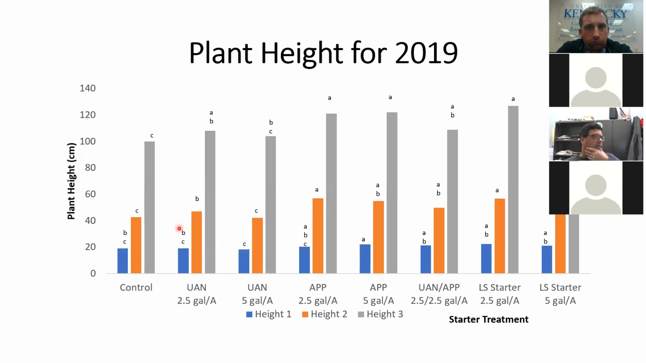Okay, it's a little bit different. And then we saw kind of the same thing at the second, and we saw kind of the same thing at the third. So from here, it appears that maybe these ammonium polyphosphates or these low salt starters might be better than the control or the UAN based on plant height. Plant height doesn't always relate to yield, but that's what we have.